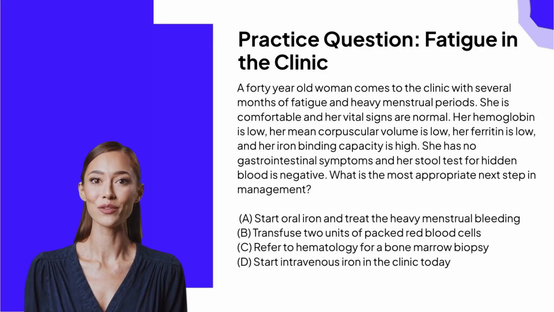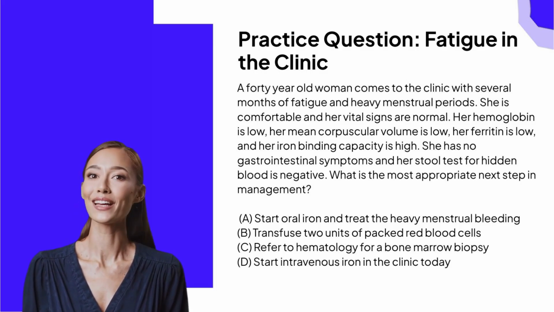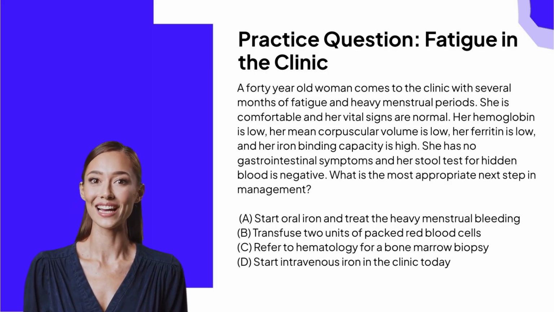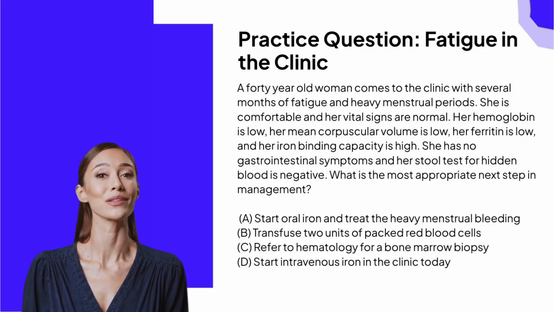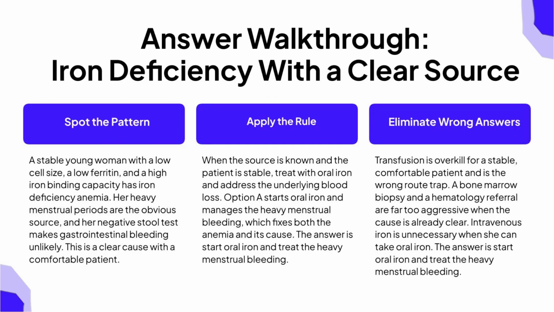Notice that she is stable, that the cause of her losses is already obvious, and that her cell size and iron studies all agree. Read the 4 options carefully, pick your answer, and we will reason through each one together on the next slide. Let us break this down.